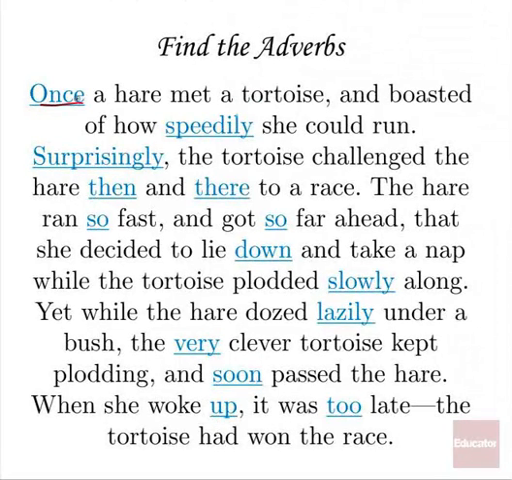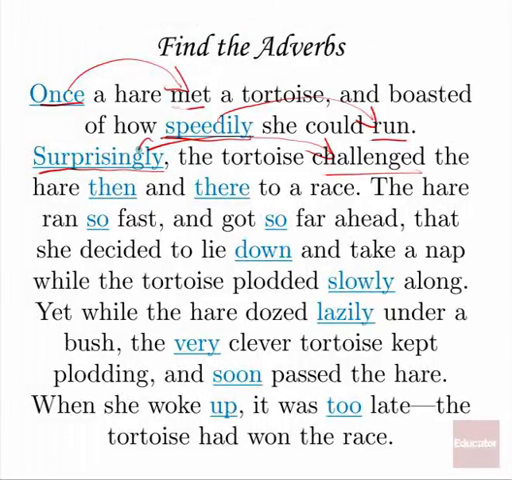Once a hare met a tortoise. When did the meeting occur? Once. A hare met a tortoise and boasted of how speedily she could run. How could she run? Speedily, quickly. Surprisingly, the tortoise challenged the hare then and there. So how was the challenge issued? Surprisingly. And there's that ly ending, and it modifies the verb challenged.